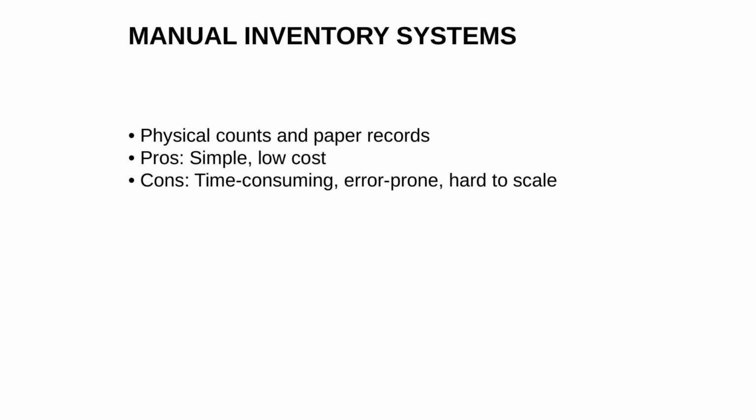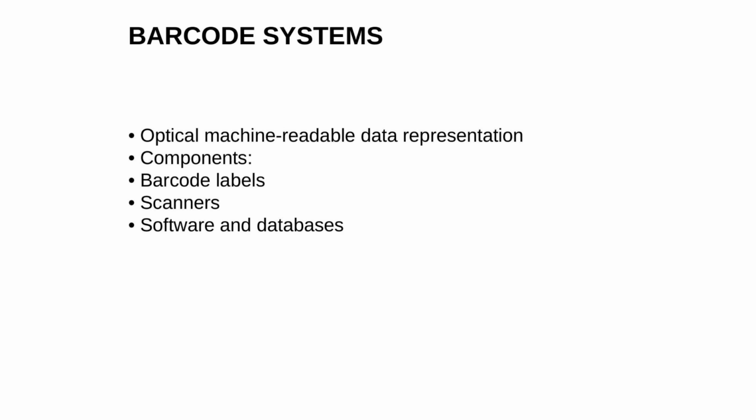But manual systems are time-consuming, prone to human error, and difficult to scale. As SKU counts grow and customer expectations increase, manual tracking becomes a major limitation. Barcode systems represent a major step forward. A barcode is an optical, machine-readable representation of data. Barcode systems require barcode labels, scanners, and software connected to databases. By scanning items during receiving, picking, and shipping, companies capture movements quickly and consistently.